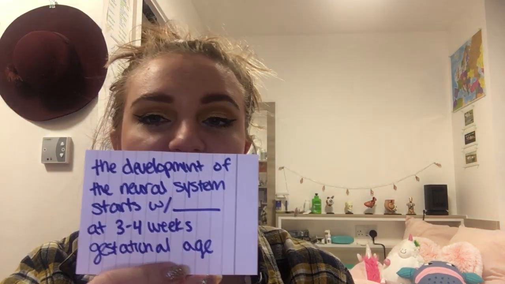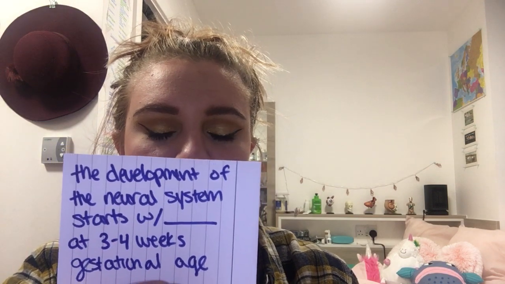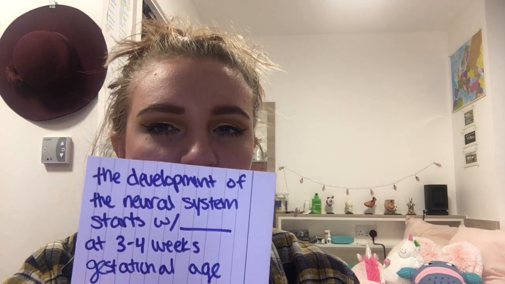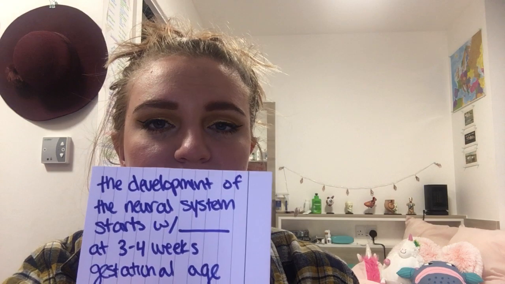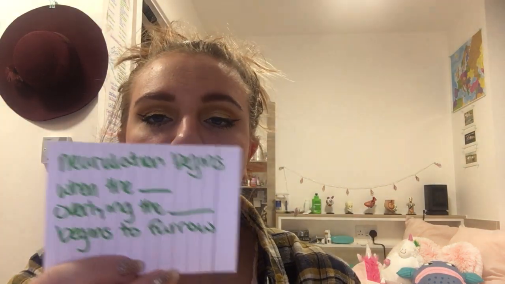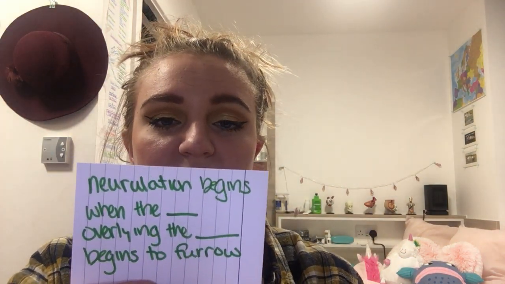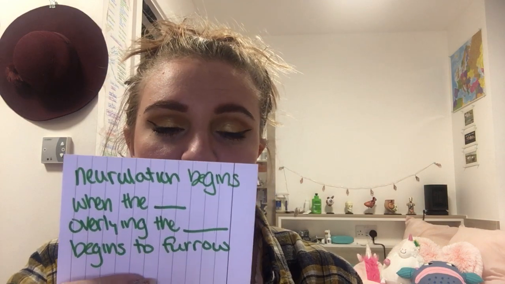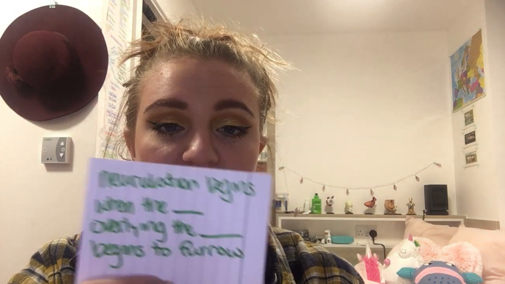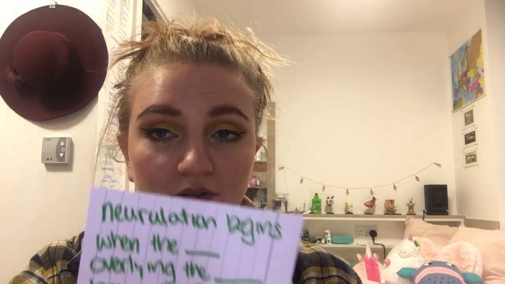The development of the neural system starts with neurulation at 3 to 4 weeks gestational age. So what's the first step in the development of the neural system? That is neurulation. Neurulation begins when the ectoderm overlying the notochord begins to furrow. So it begins when that ectoderm that's on top of the notochord begins to furrow. So the ectoderm overlying the notochord.